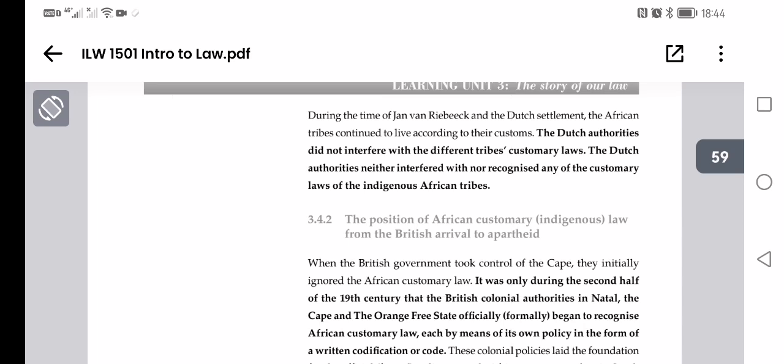During the time of van Riebeeck and Dutch settlement, the African tribes continued to live according to their customs. The Dutch authorities did not interfere with the different tribes' customary laws. The Dutch authorities neither interfered with nor recognized any customary law of the indigenous African tribes.